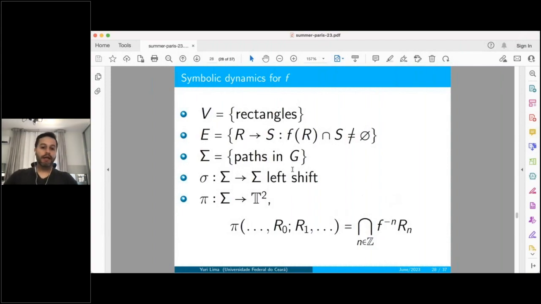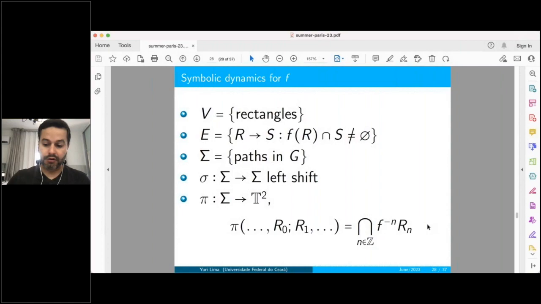How? Let us say that you have a path on a graph and you want to associate it to a real trajectory of the cat map. Well, you just have to consider the proper intersection. You want a point whose position zero is in the rectangle R0, at position one is in the rectangle R1, at position two is in rectangle R2. So it necessarily has to be a point that belongs to this intersection here on the right-hand side, the intersection of f to the minus n, the nth pre-image of Rn.